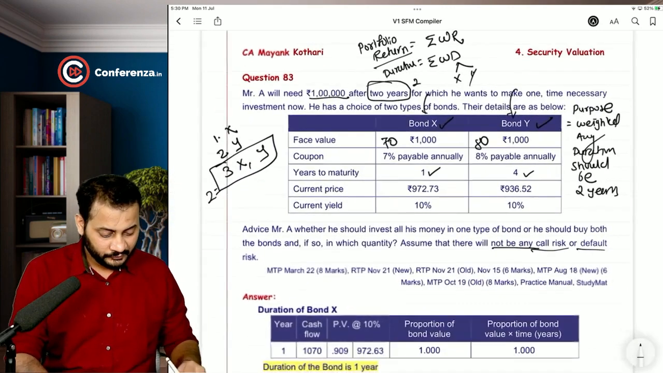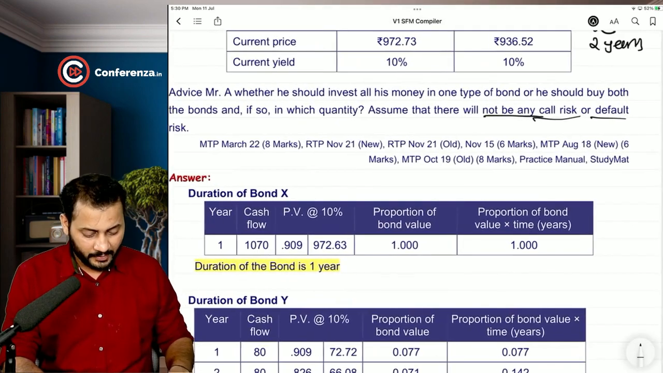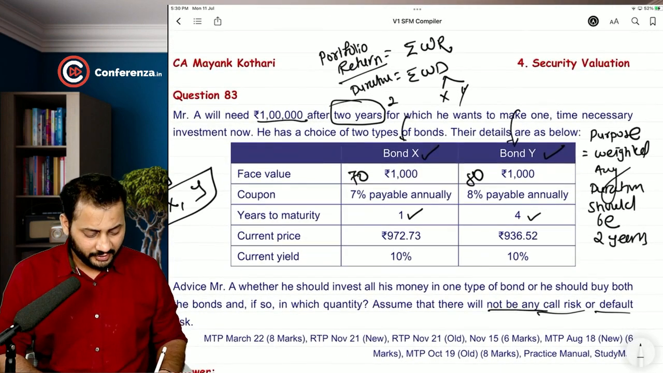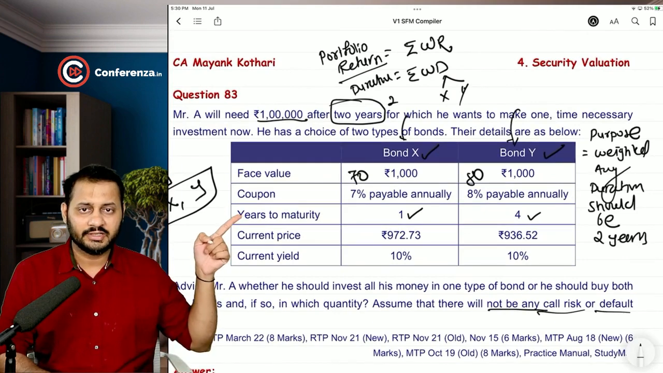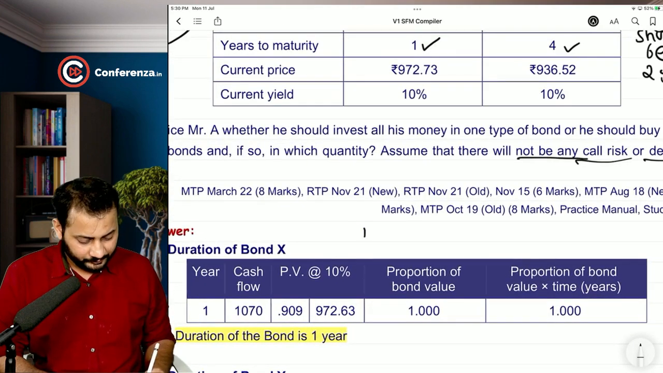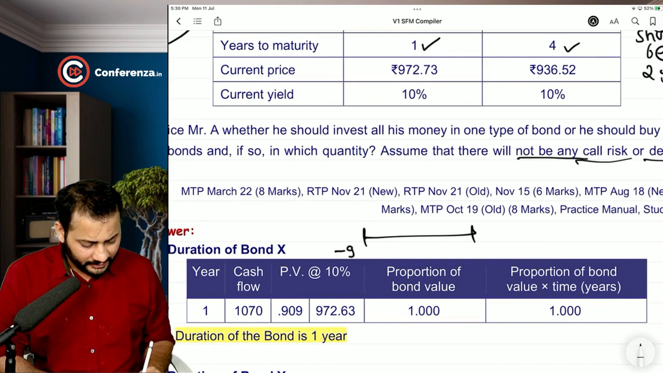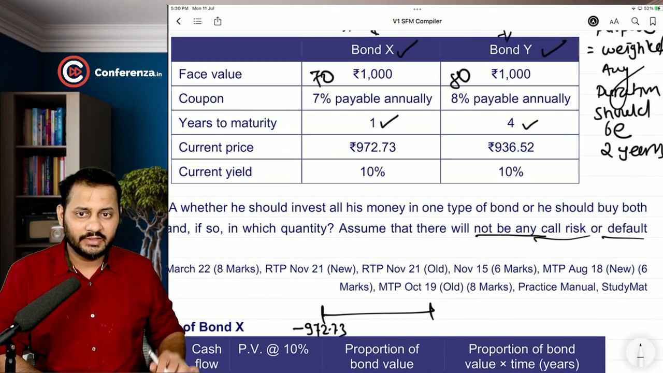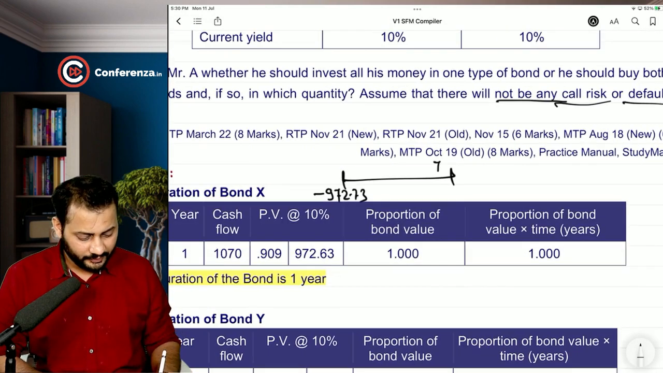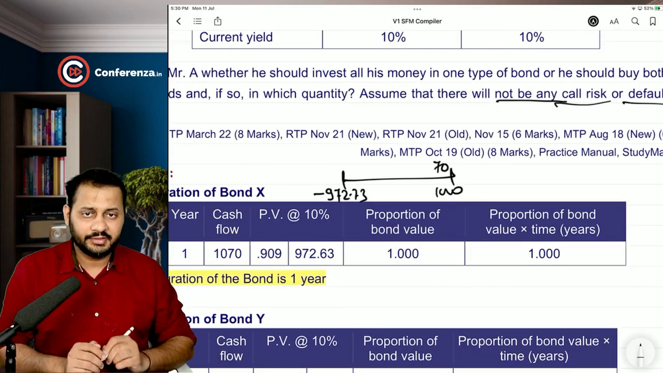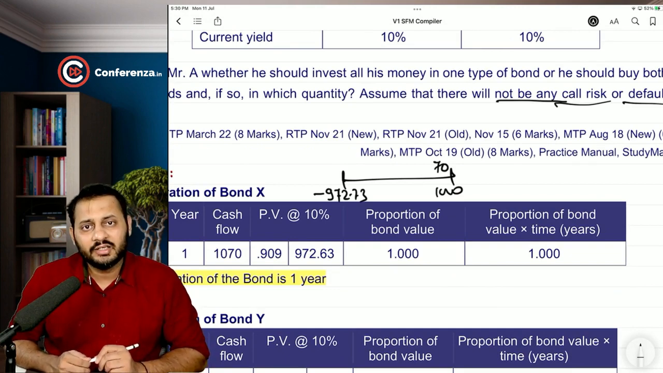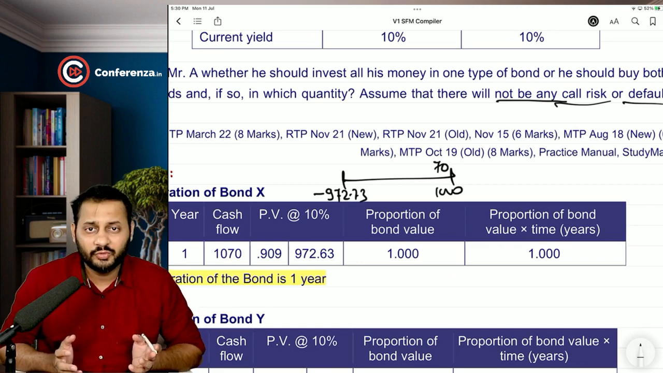Okay. See what has been done here. The very first bond, that is bond X, is very simple because the maturity is 1. You can clearly see you will buy the bond here at 972.73, and you are going to receive the coupon amount of 70 rupees here and 1000 rupees here. So the duration of the bond automatically becomes 1 year itself. There is nothing else that we can do. There are no other cash flows.